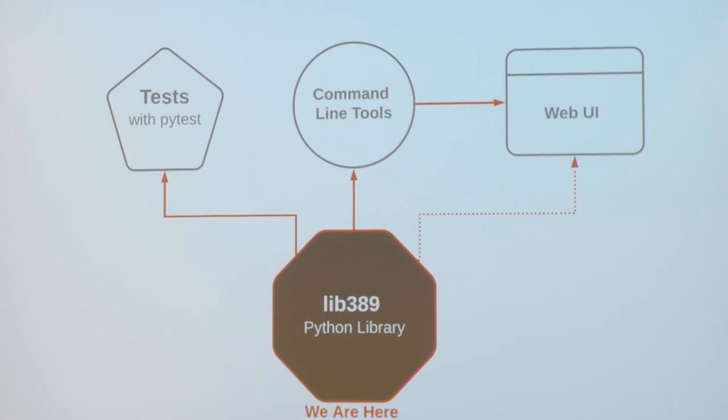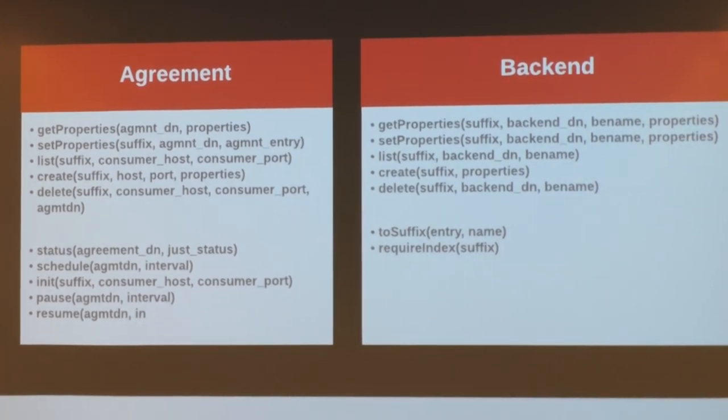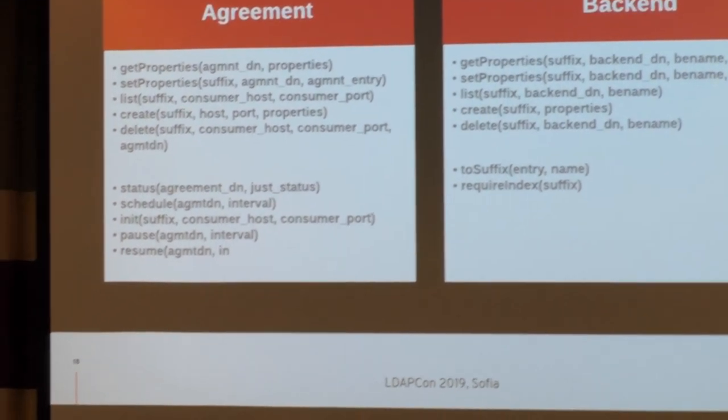So we needed some improvement. Here is an example of the objects we had, these task-oriented objects: agreement, for example, and backend. You see that they share the same tasks, like get properties, set properties, list, and you always just run these tasks. They do not use the actual object properties, and they repeat themselves a lot over the whole framework. It's not only here. So we needed some change. We needed a well-organized structure.